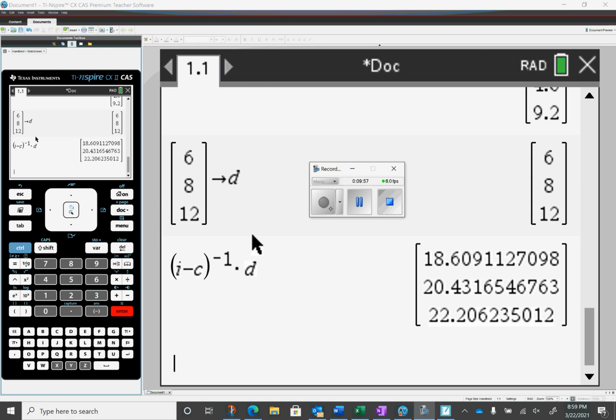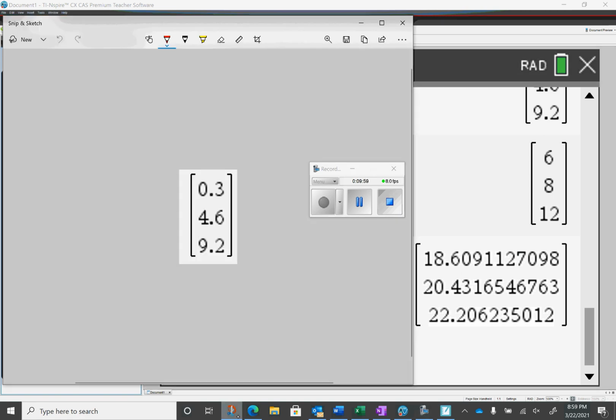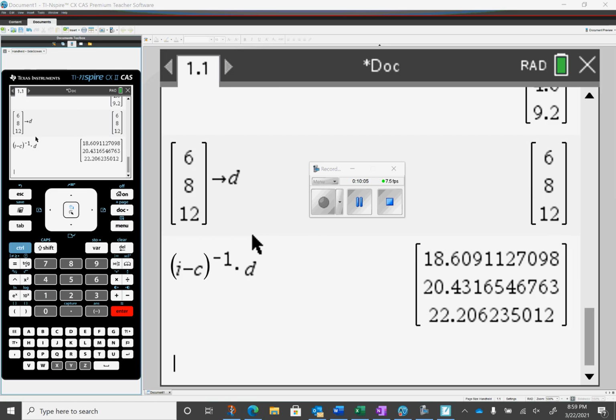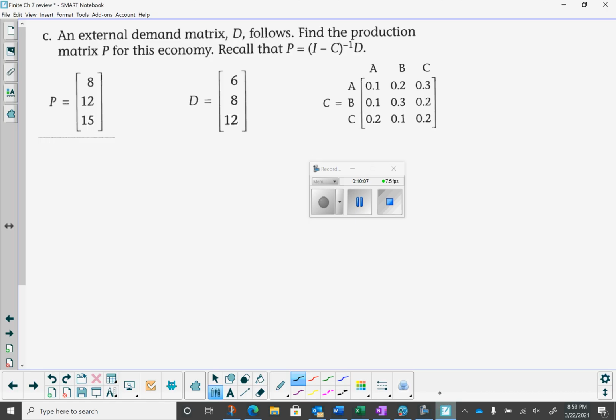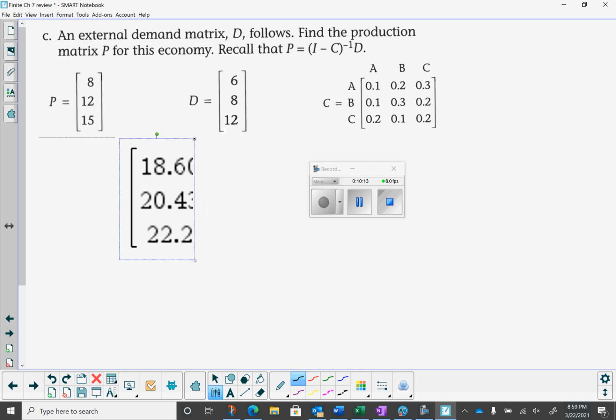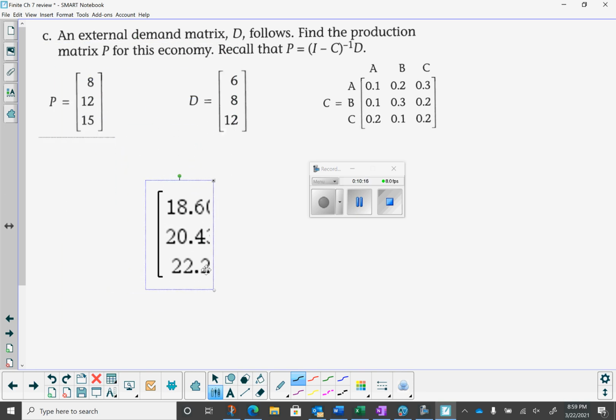So I imagine we could just go ahead and round things off, say, to the nearest tenth and make that reasonable here. Let's say about 18.6, 20.4, and 22.2.